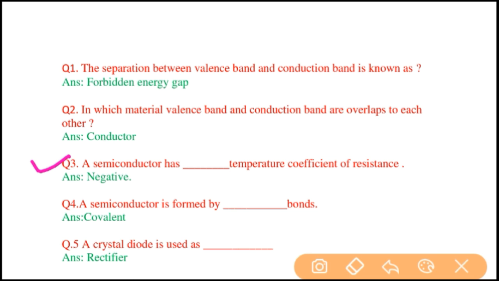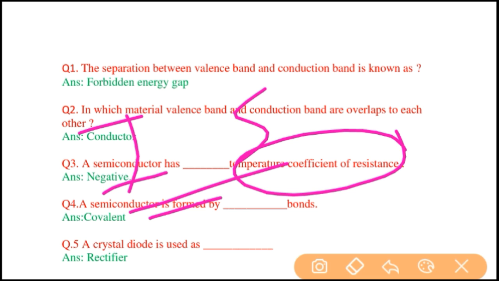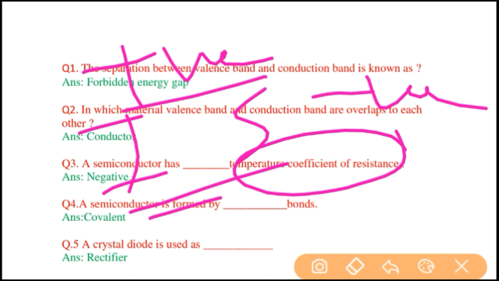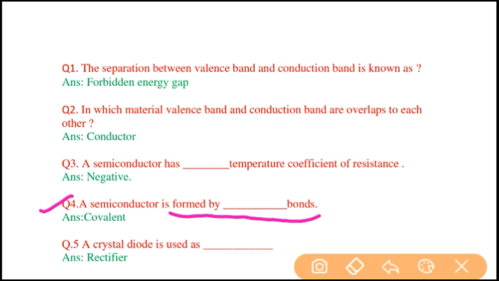Coming to question number 3: a semiconductor has dash temperature coefficient of resistance. For a semiconductor, the temperature coefficient of resistance is negative. For insulators and semiconductors, the temperature coefficient is negative, but for a conductor, the temperature coefficient is positive. Question number 4: a semiconductor is formed by dash bond, that is, covalent bond.